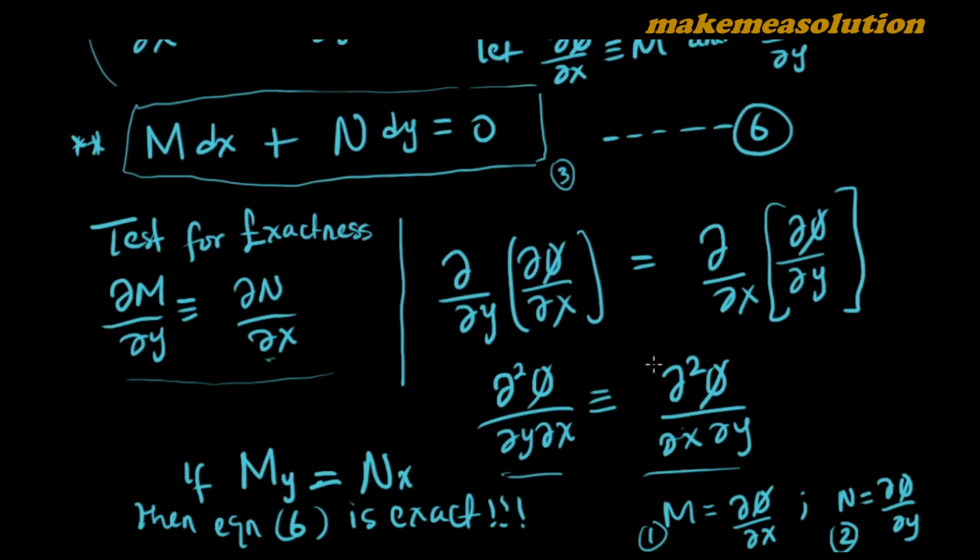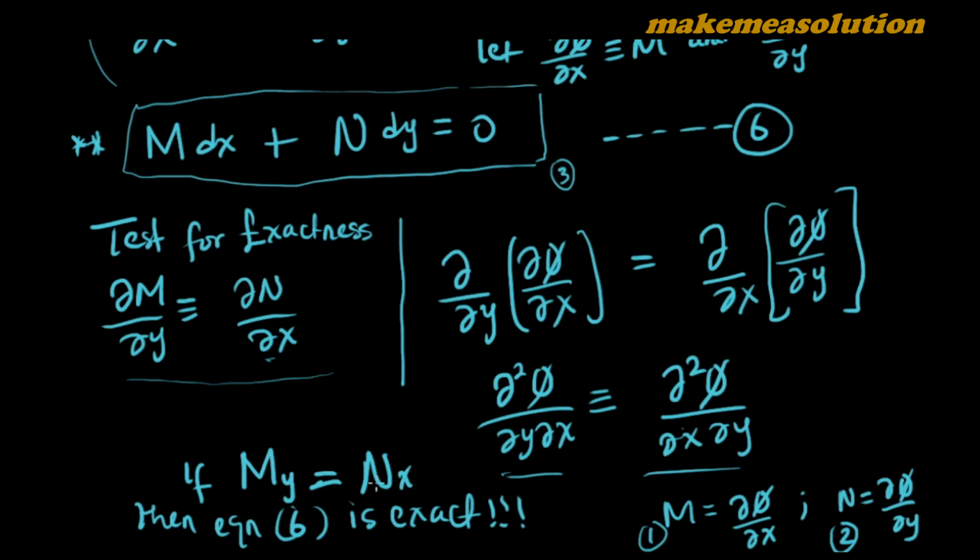A condition for exactness is that My should be equal to Nx. Now, don't confuse something here. M itself is the partial derivative of your multivariable function with respect to x, and N is the partial derivative of your multivariable function with respect to y. But if you want to check for exactness, you kind of have to swap the polarity somehow. So you differentiate M, which is initially a derivative already. You differentiate M with respect to y partially, and you differentiate N with respect to x partially.